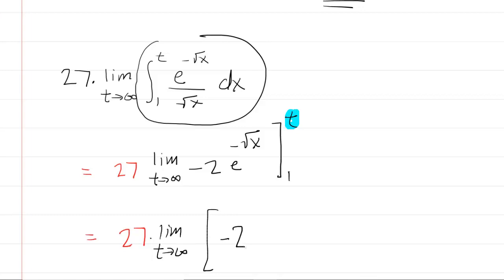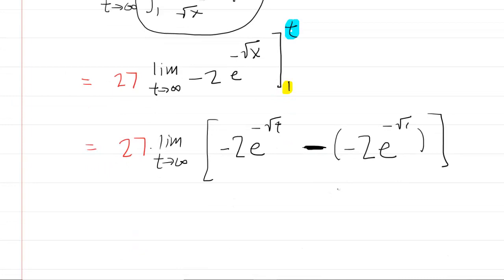So you're going to have negative 2e to the negative radical t. Then you subtract what you get by plugging in the lower bound. So we're going to plug the lower bound in next. Now be careful here. When plugging in the lower bound, you're going to end up with a negative 2. So don't forget that extra negative sign there. e raised to the negative square root 1.